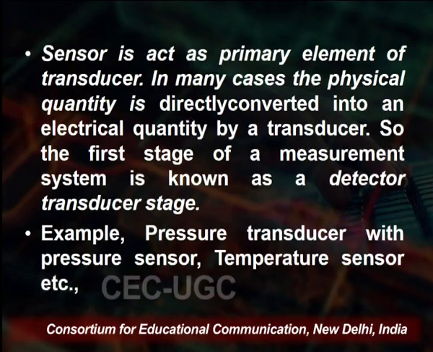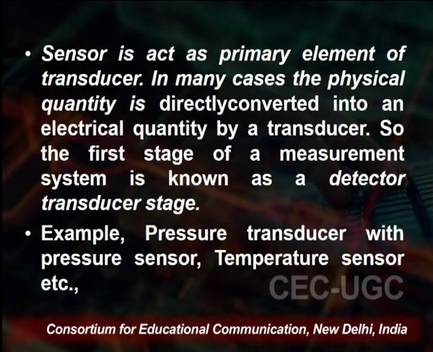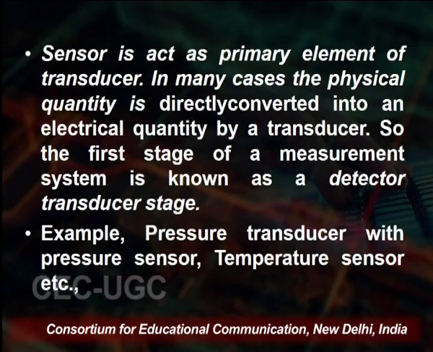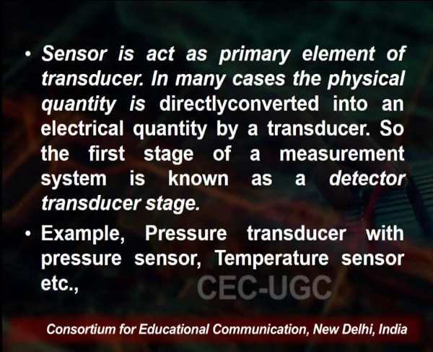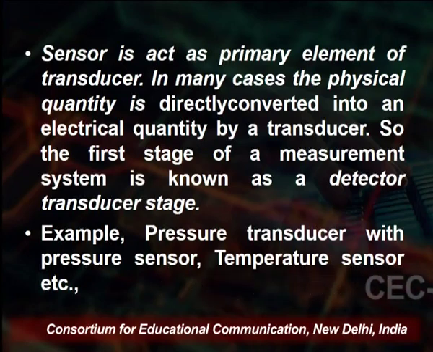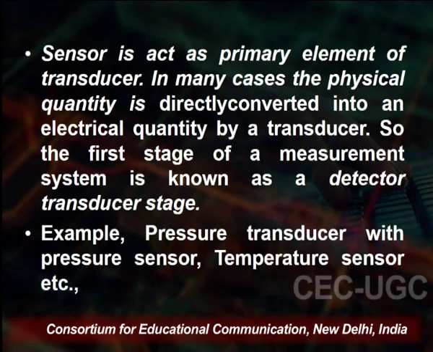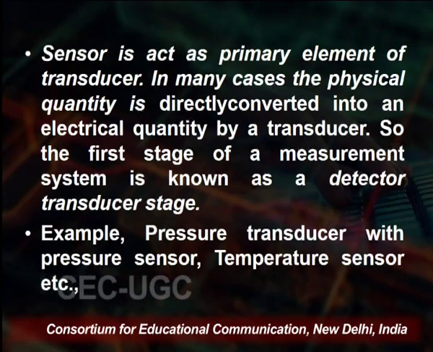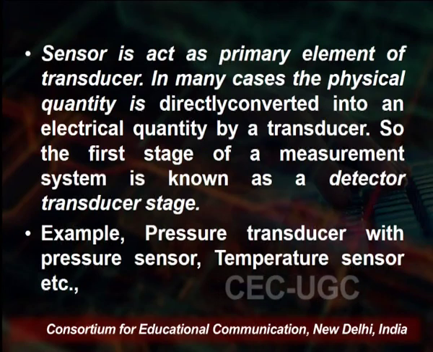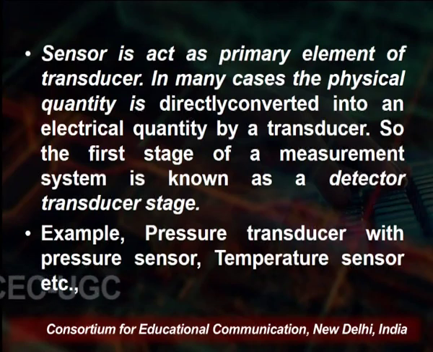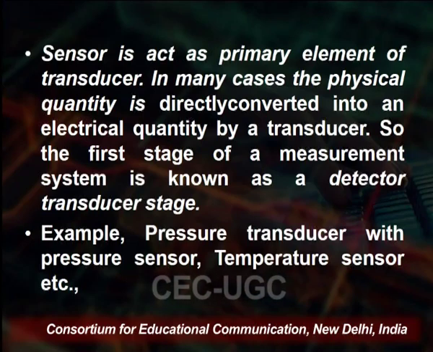The sensor acts as the primary element of the transducer. In many cases the physical quantity is directly converted into an electrical quantity by these transducers. The first stage of the measurement system is known as the detector transducer stage. Examples of this type of stage are the pressure transducer with pressure sensors, temperature sensors, gas sensors, and humidity sensors. These are the various sensors which are used, and they are the transducers.